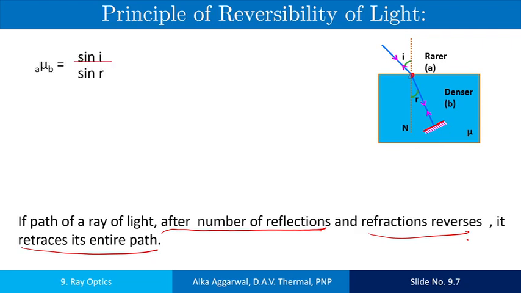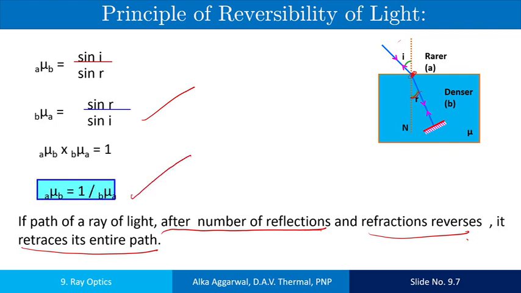Now this is medium A and this one is medium B. When the ray of light is going from medium A to medium B, it is the sine of the angle of incidence to the sine of the angle of refraction. But when the same ray is going from medium B to A, then it is written as B mu A. At this time, this is the angle of incidence and this is the angle of refraction. Now multiply the two. So this will be the relation between A mu B and B mu A.